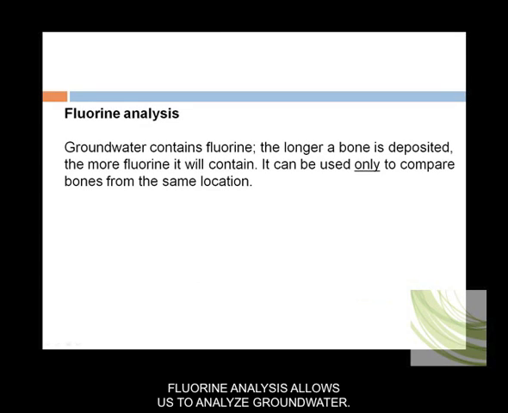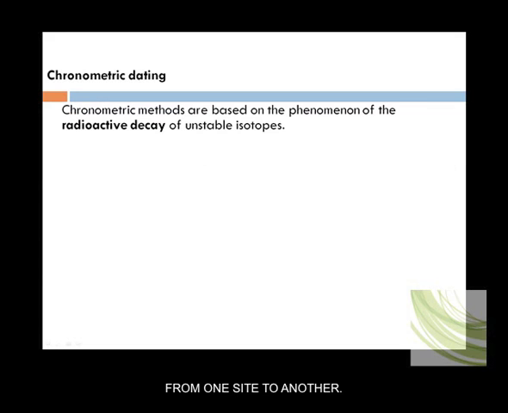Fluorine analysis allows us to analyze groundwater. For example, the longer a bone has been deposited, the more fluorine it's going to have in it. But we can only use this analysis to compare it with bones from the same location. So for example, to figure out if two sets of bones date back to the same time in the same place. You can't compare fluorine analysis from one site to another.